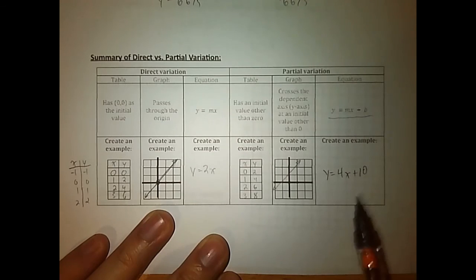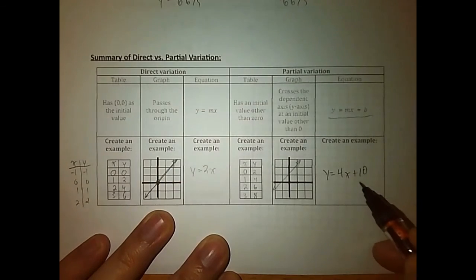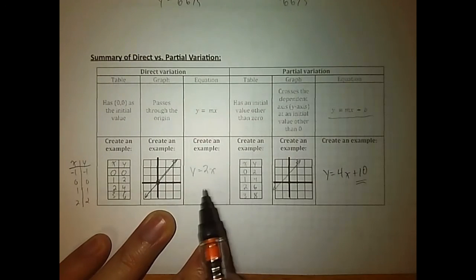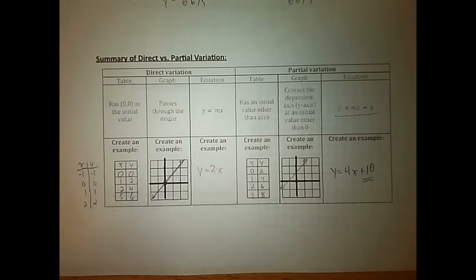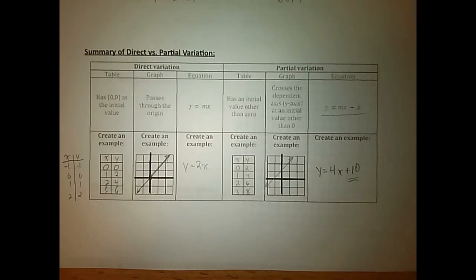This is partial variation because we have this thing added to the end here, while direct variation doesn't have anything added to the end. So the whole point of these two sections is just, do we understand the difference between direct and partial variation, and how are we with our graphing, basically.